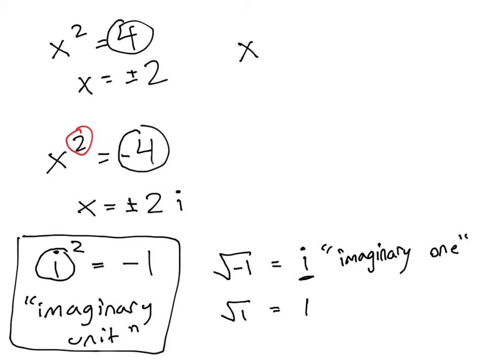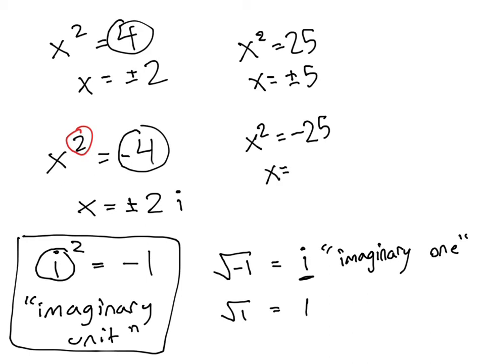Or if we wanted to take the square root of 25, the square roots of positive 25 are positive and negative 5. And now we do have a way to find the square root of negative 25. We would say that these are positive or negative 5i.